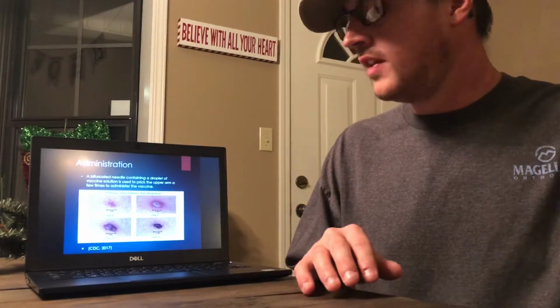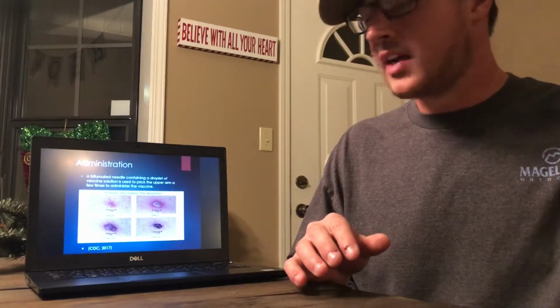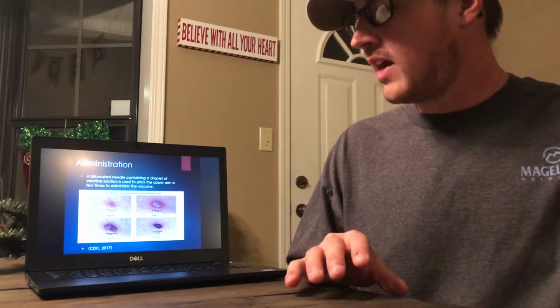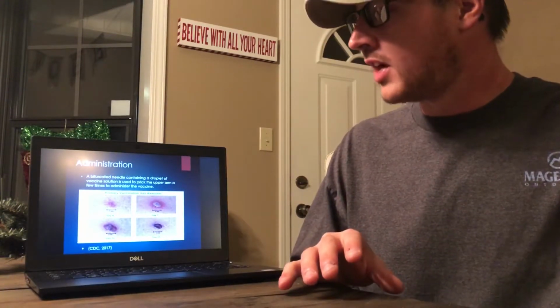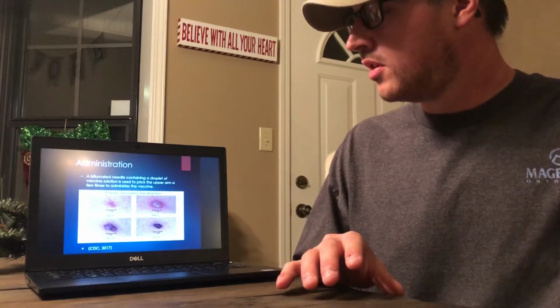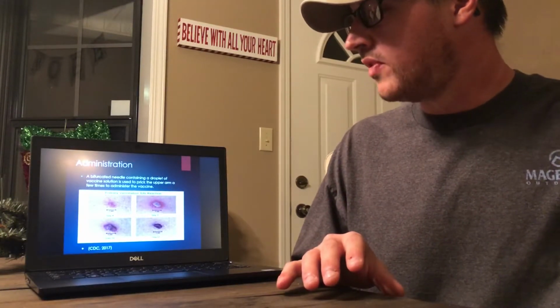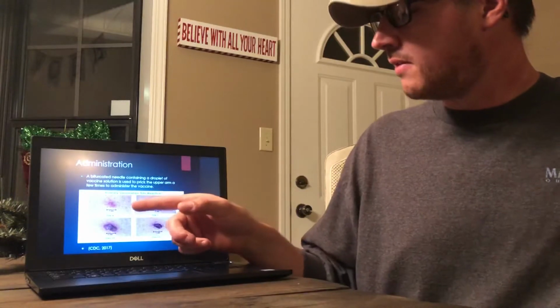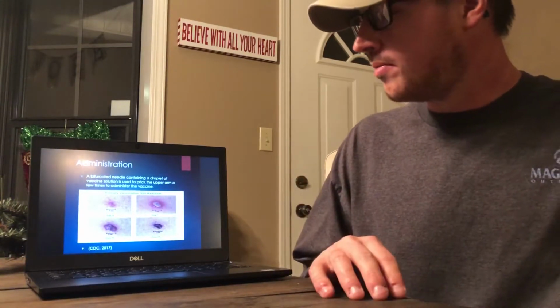Here's a picture of the administration site after a vaccination. The smallpox vaccination is actually given through a bifurcated needle. It contains a small droplet of the vaccine solution. It is used to prick the upper arm a few times to administer the vaccine. So here's a picture at day 4, 7, 14, and 21 of the vaccination site.